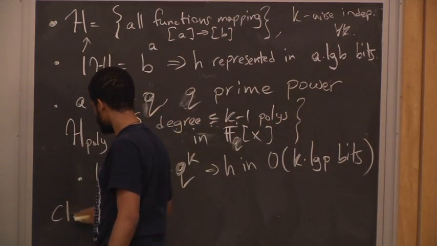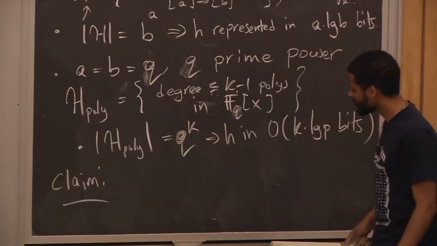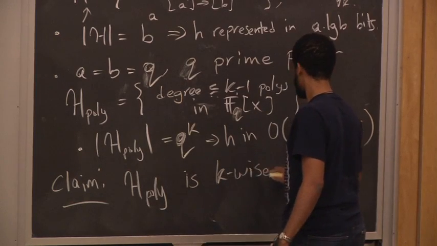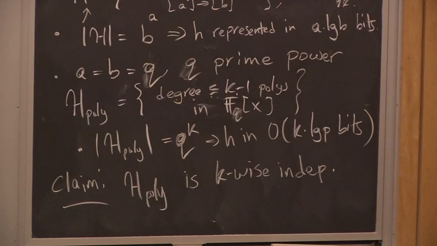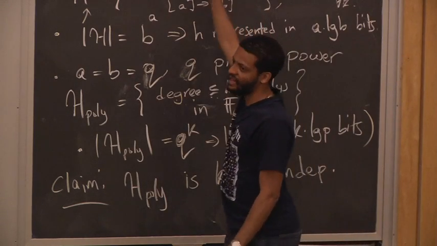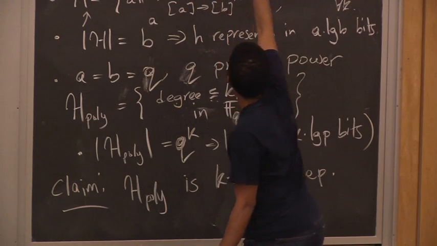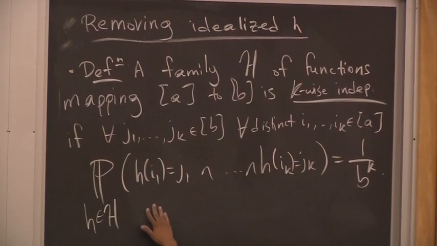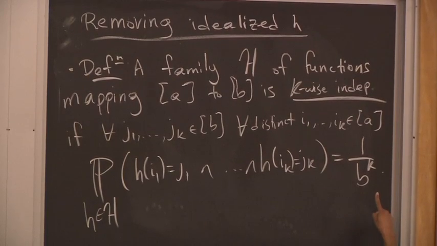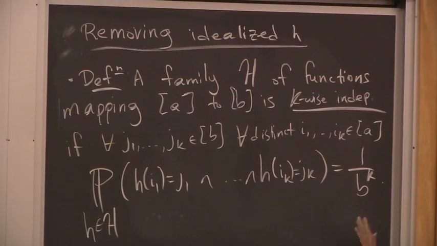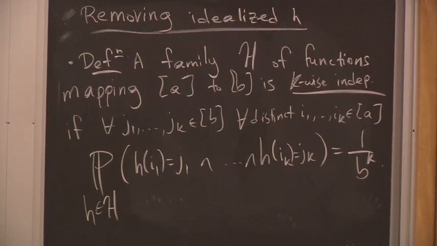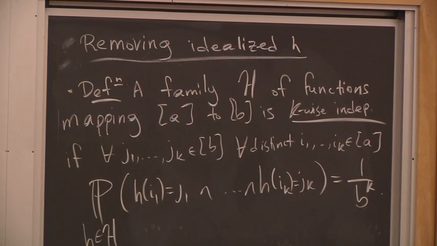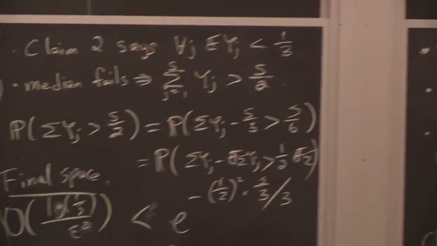So, claim: I'm not going to prove this claim, I'll put the proof in the notes, is that H poly is k-wise independent. Essentially the reason is interpolation. If you give me any set of k distinct i's and any j's, there's always exactly one polynomial which will make all of those evaluations come out the way you want. Then you divide by the probability that you pick that polynomial. Well, it's 1 over the total number of polynomials, which is p to the k, or q to the k. So the proof is basically interpolation, or the fundamental theorem of algebra. Okay, I'll put that in the notes.